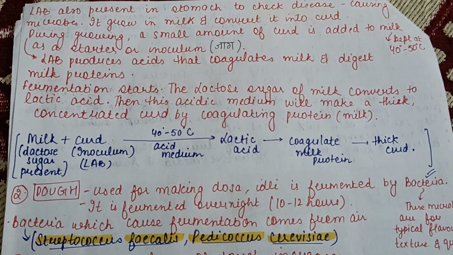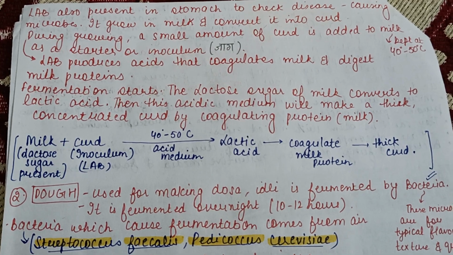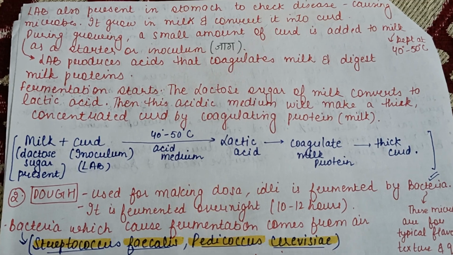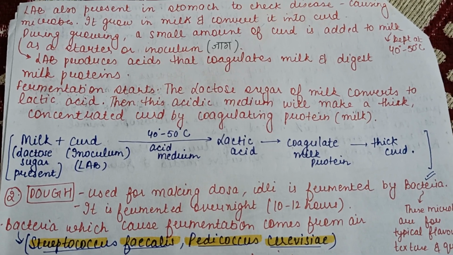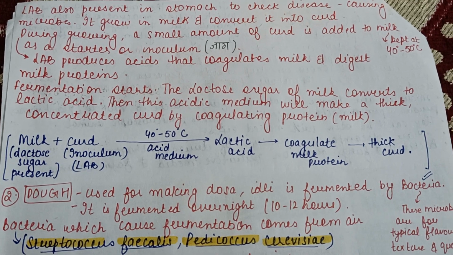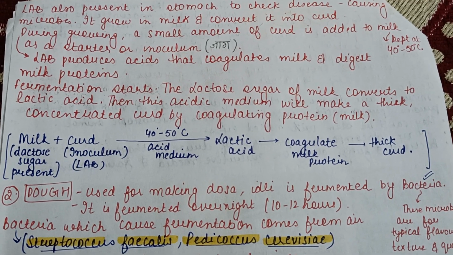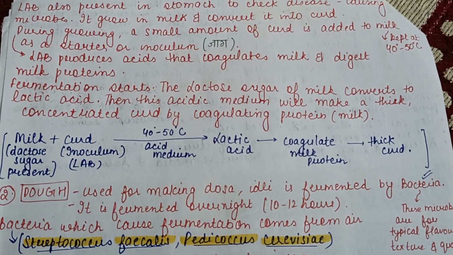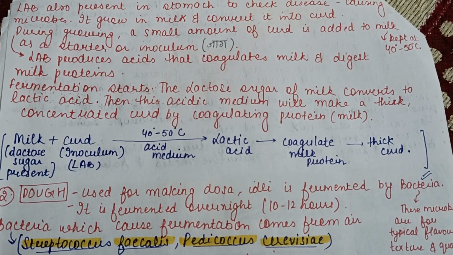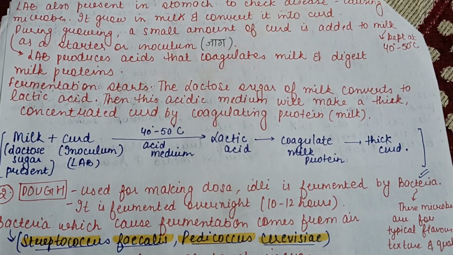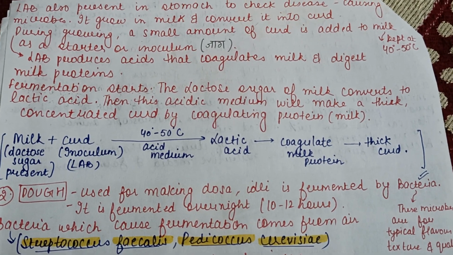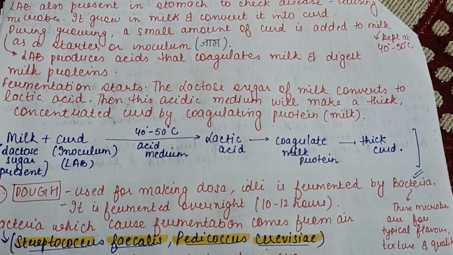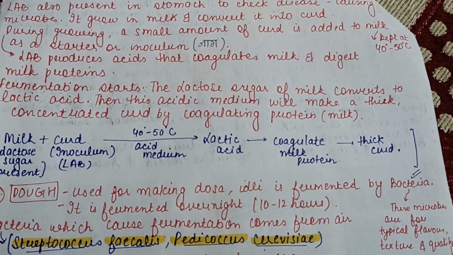This means the bacteria produce some amount of acids, which coagulates the milk and digests its proteins. Then fermentation starts, and the lactose sugar of milk converts into lactic acid. Milk has a sugar named lactose, which is converted into lactic acid in the process of fermentation by the LAB bacteria. Then this acidic medium will make a thick concentrated curd by coagulating the milk protein.